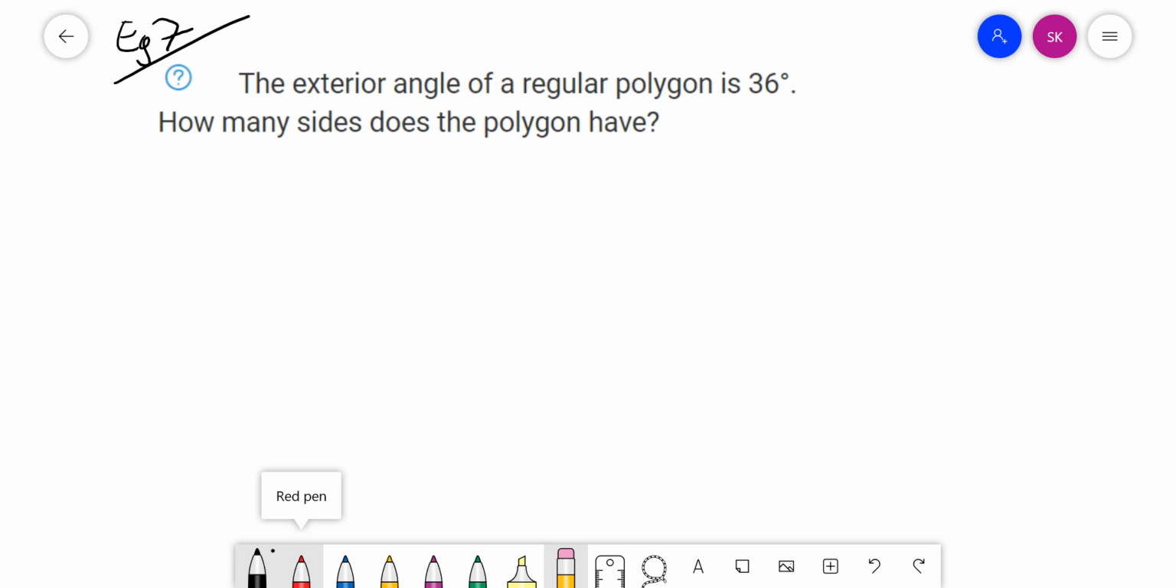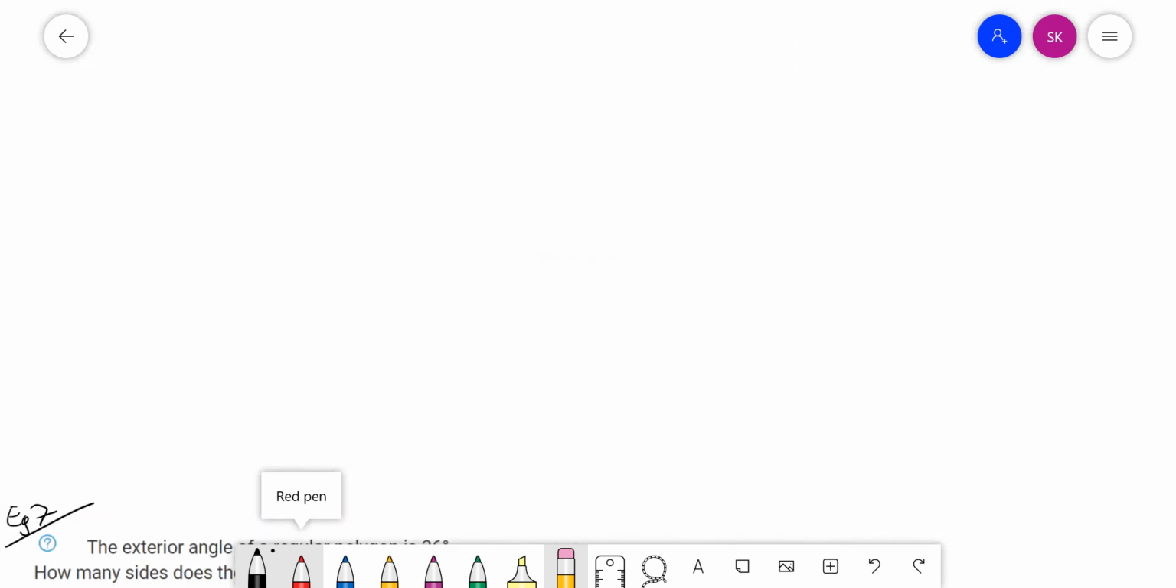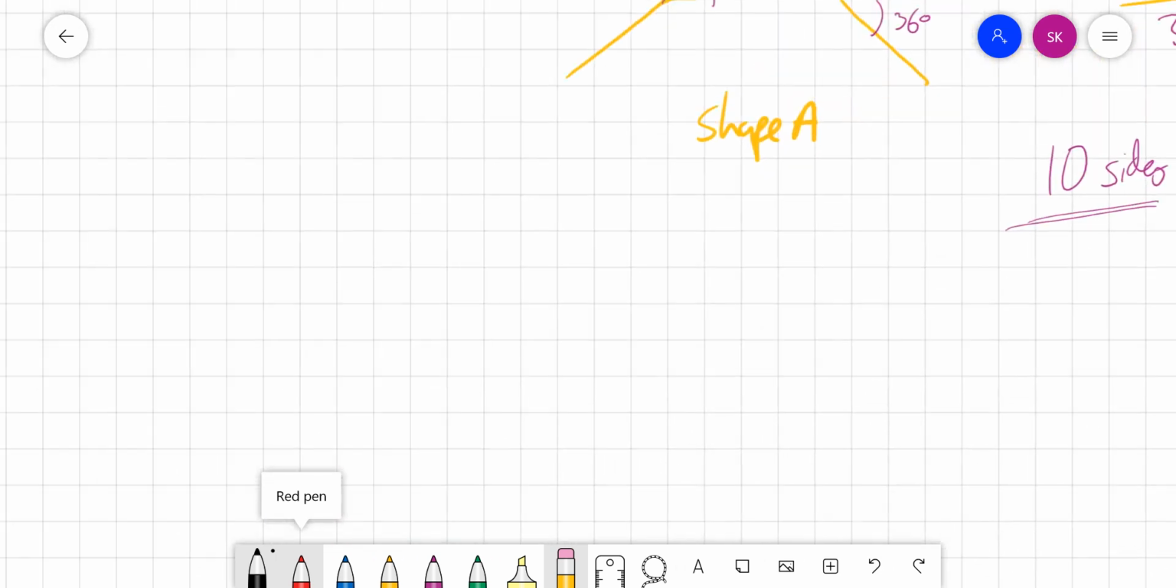This one is nice and easy. It's almost a trick question, it's so easy. The exterior angle of a regular polygon is 36 degrees. How many sides does it have? Because it's regular, and I know the exterior angles add up to 360, I'm doing 360 divided by 36, and so the answer is 10 sides. It is in fact the exact same question as the one we did over here.